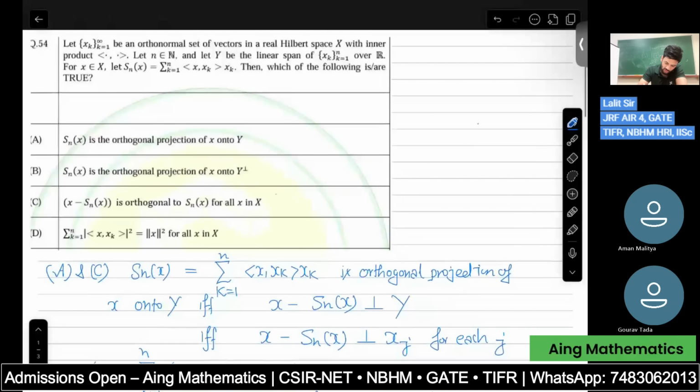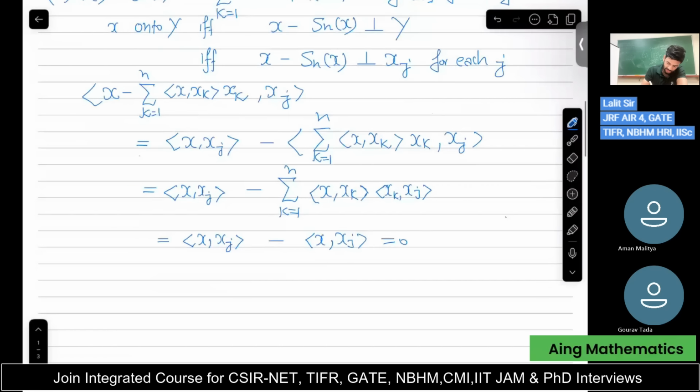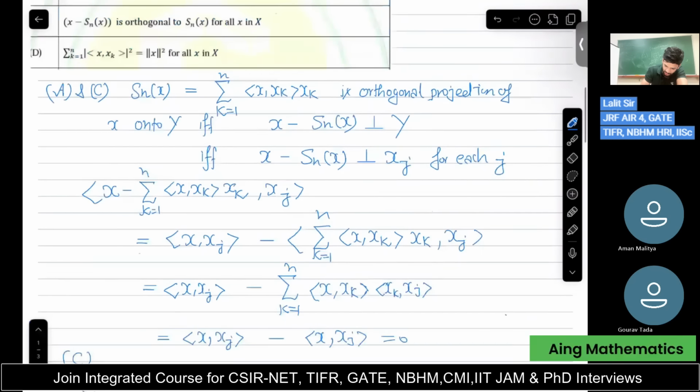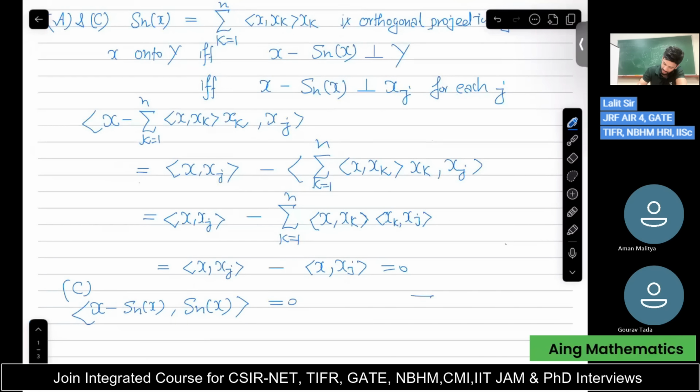So option A is true. Now option C says that x minus Snx is orthogonal to Snx for all x. Right, this is also true. Yes or no? Gaurav, you tell. C. This is true. So you can see what is Snx. Snx is this. Okay, let me write it for you. And you tell me, is this true or not?